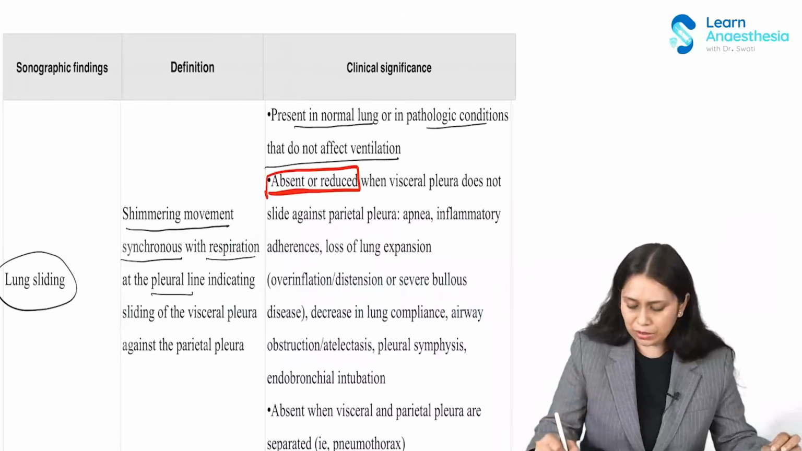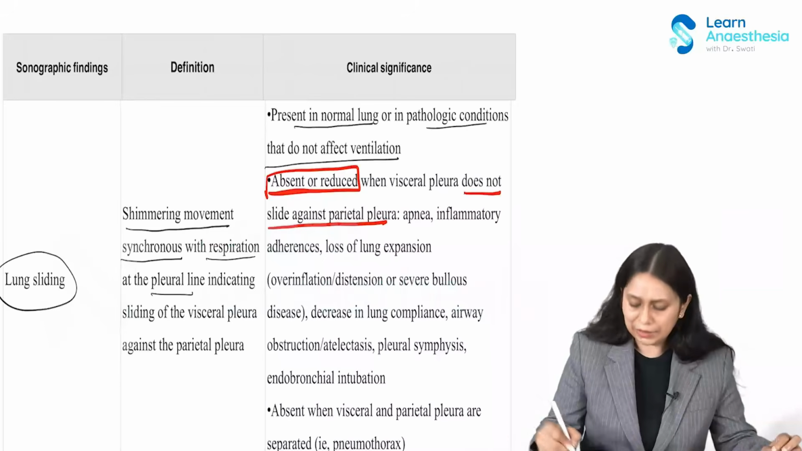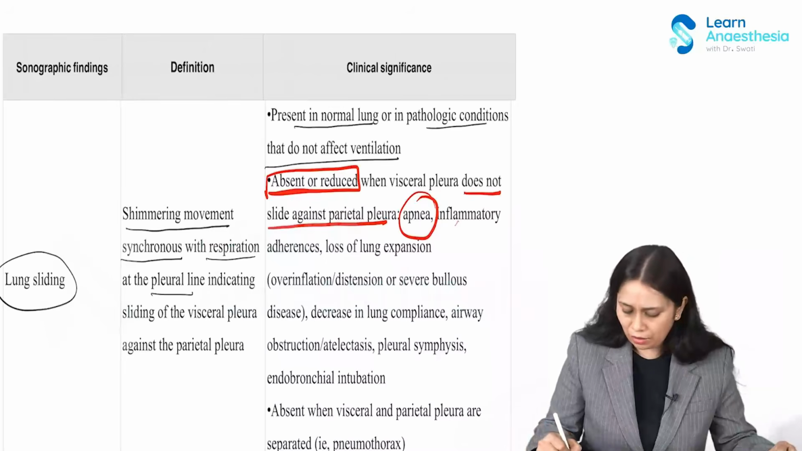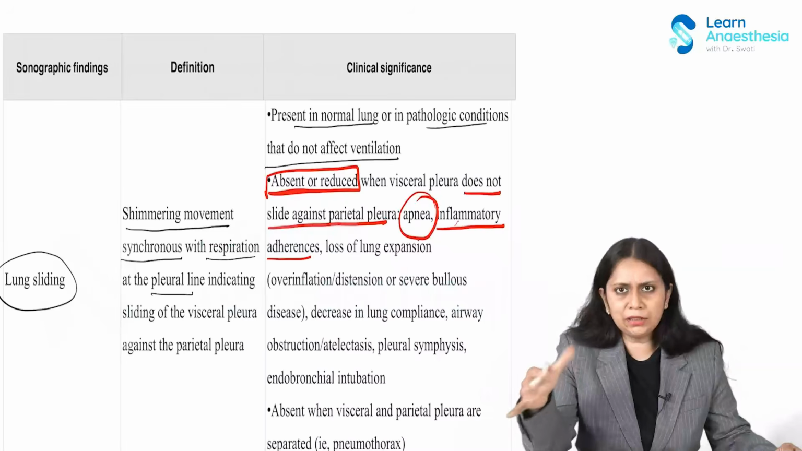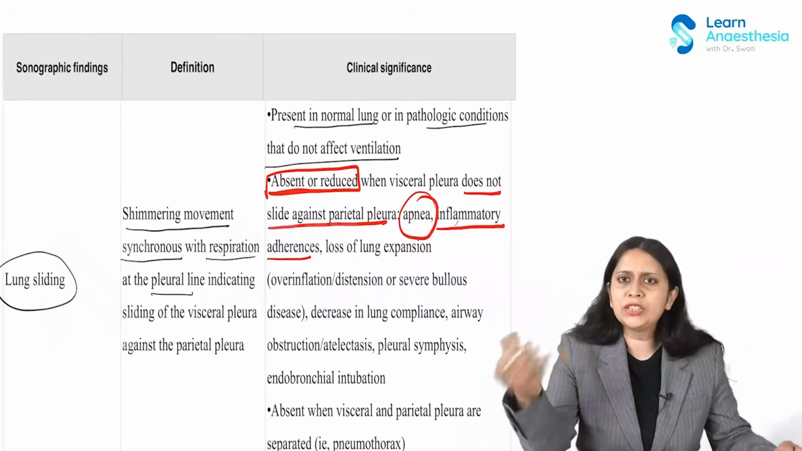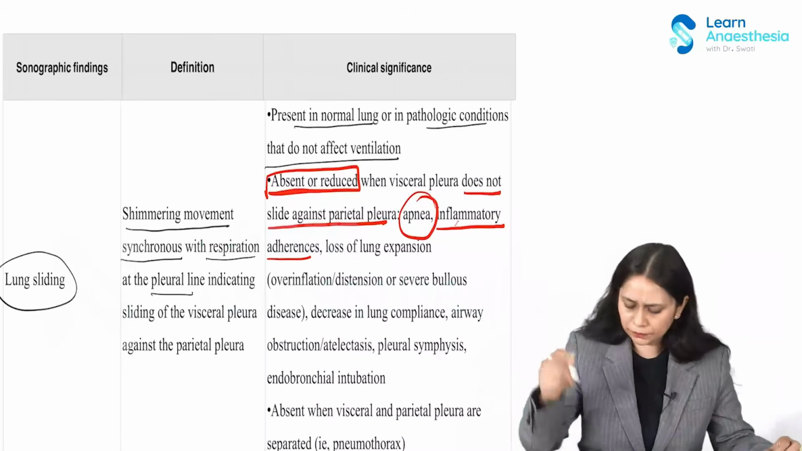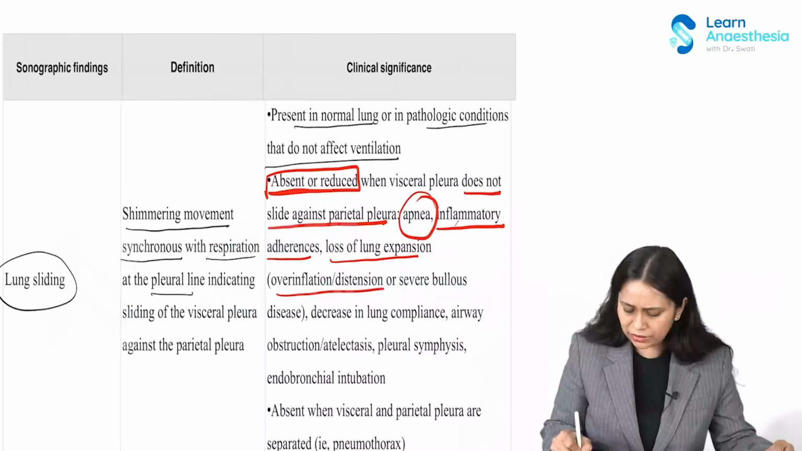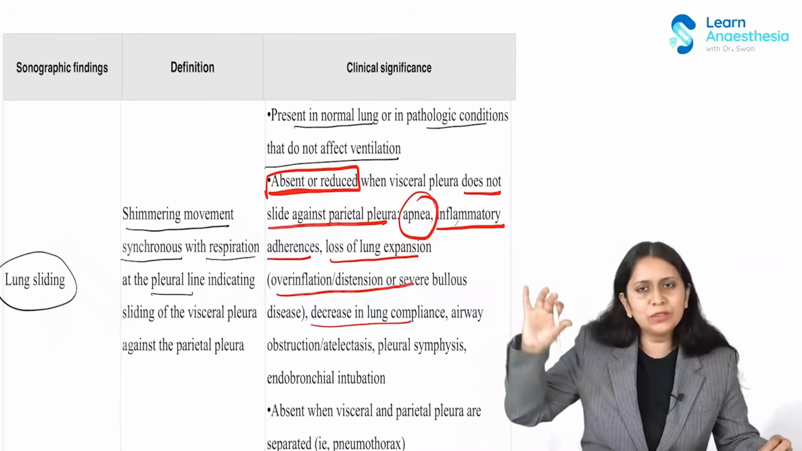It is absent or reduced when the visceral pleura does not slide against the parietal pleura, as happens in apnea. So if there is apnea, we would not get the lung sliding sign. Or with inflammatory adherence. You can put a patient on a ventilator, the patient is paralyzed, stop ventilating for a second and look for the lung sliding sign. You will not get it. Okay, then loss of lung expansion, like overinflation, distension or severe bullous disease, we will not get it. Decrease in lung compliance will reduce it. It will not be absent, but it will be reduced because movement would not be seen.